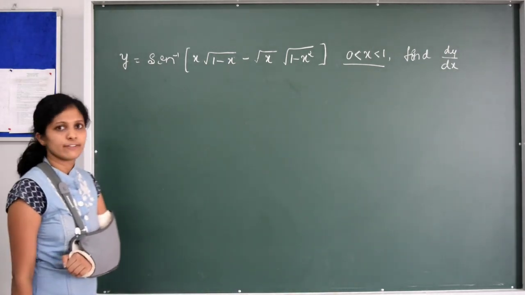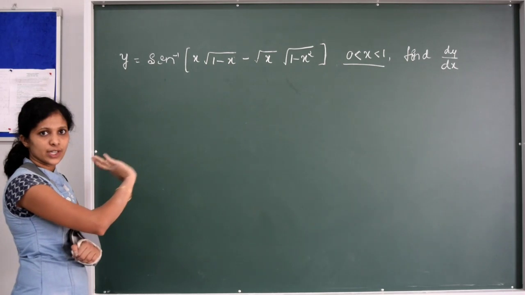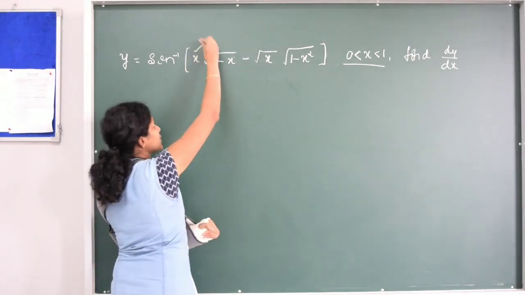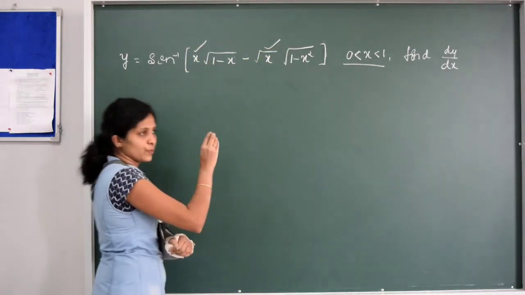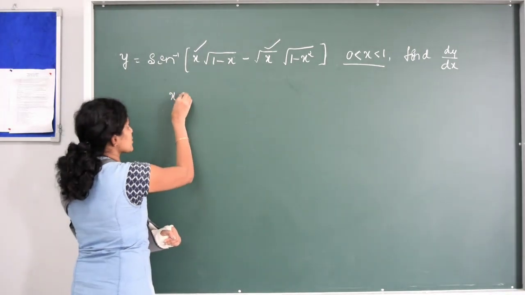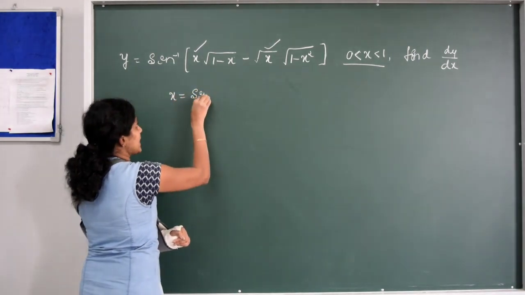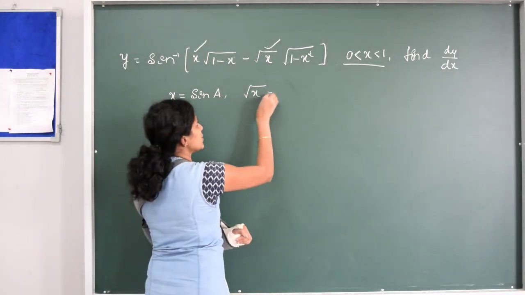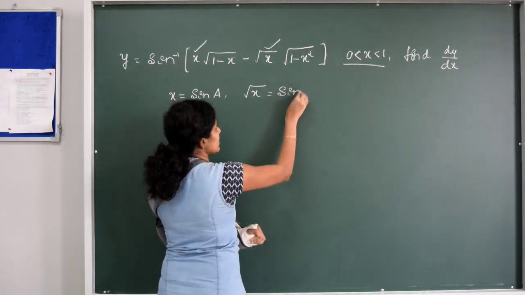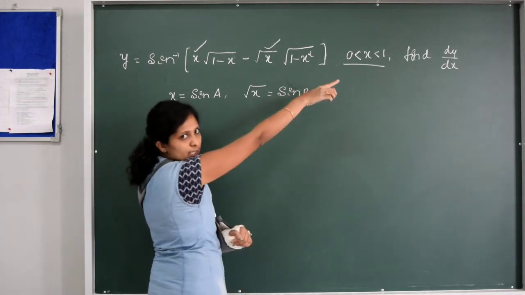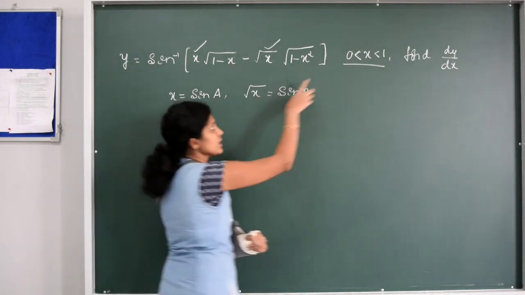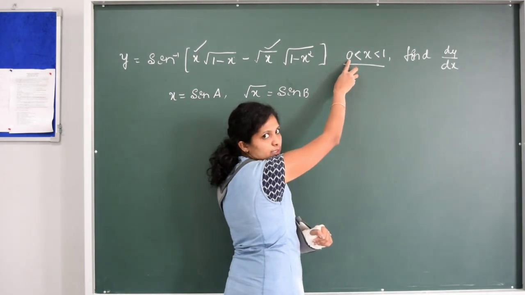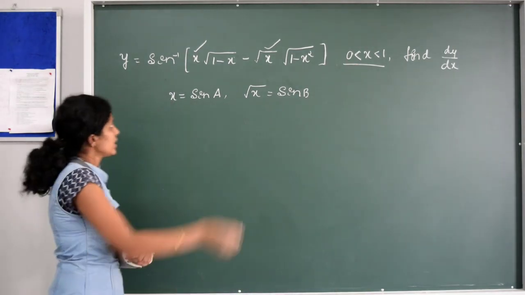You have to find dy by dx. Directly you cannot differentiate this one. For that, we will give the substitution for x and root x. What we do is, we substitute x is equal to sin a, and root x is equal to sin b. Since the value of x is between 0 to 1, root x is also between 0 to 1. Now we will substitute this one.